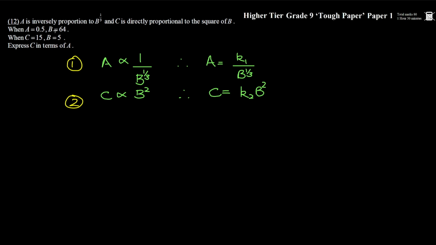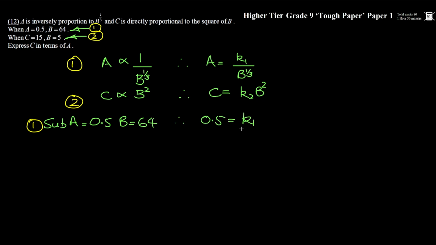So now using the two conditions of A and B, I can put this pair into equation 1 and this pair into equation 2 and work out what K1 and K2 are. Into 1, sub A is equal to 0.5 and B is equal to 64. Therefore, 0.5 is equal to K1 over 64 raised to the power of a third. It's the cube root of 64. This is 4. So therefore K1 is equal to 2.